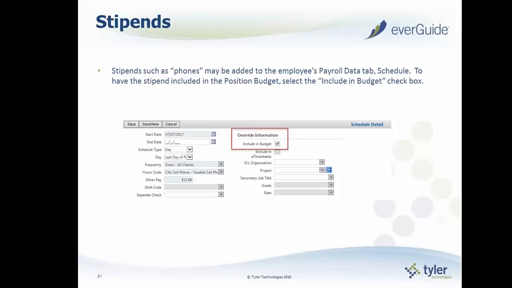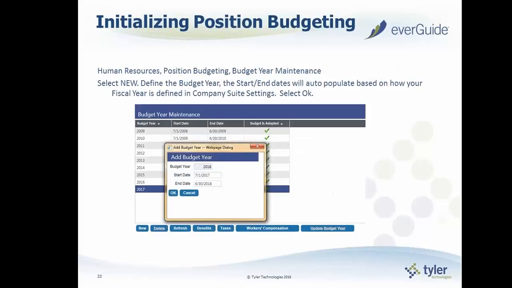All right, so you've done all your work, you've got all your hours codes set up, schedules are set up, benefits are done, all the GLs are ready, permissions are granted. Now it's time to initialize the position budget itself. In order to do this, you would go to your main menu, go to Human Resources, Position Budgeting, and it's called Budget Year Maintenance. So that is the screen that you're looking at right now.